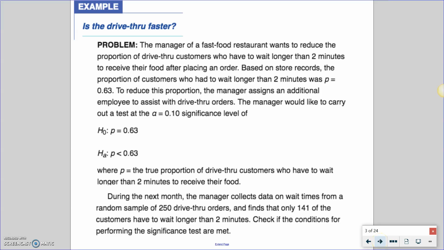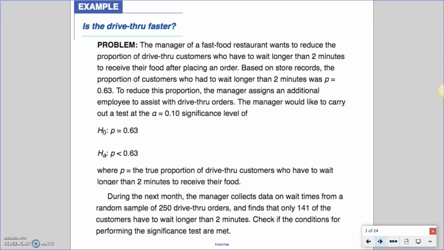All right, so here's an example. The manager of a fast food restaurant wants to reduce the proportion of drive-through customers who have to wait longer than 2 minutes to receive their food after placing an order. Based on store records, the proportion of customers who had to wait longer than 2 minutes was 0.63. To reduce this proportion, the manager assigns an additional employee to assist with drive-through orders. The manager would like to carry out the test at a significance level of 0.10.